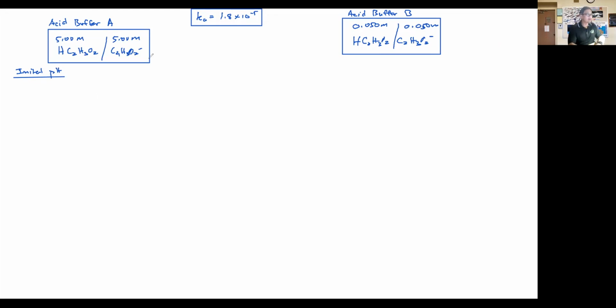Okay. Why do we need this? Because first of all, let's compare. We want to do this to check to see if we can use the Henderson-Hasselbalch equation to get the pH. We want to do that for both. The Ka here is 10 to the minus 5, and the initial concentration here is 5. Obviously, for this solution, acid buffer A, we can use the Henderson-Hasselbalch equation to solve for the pH. So let's do that.